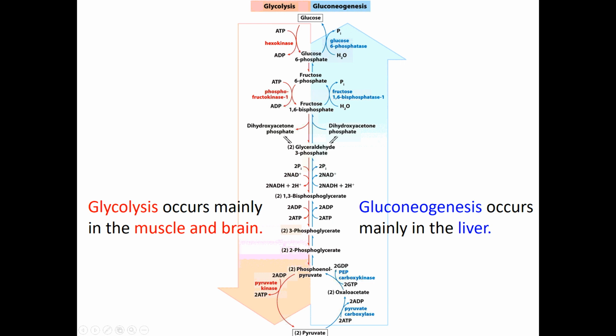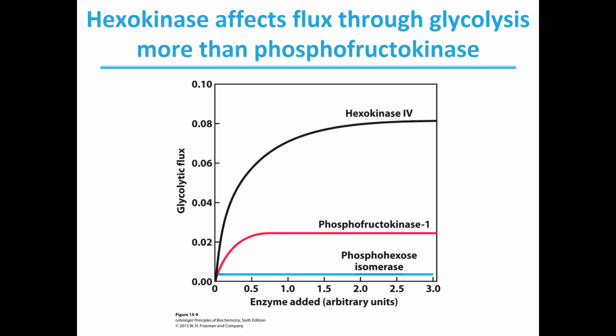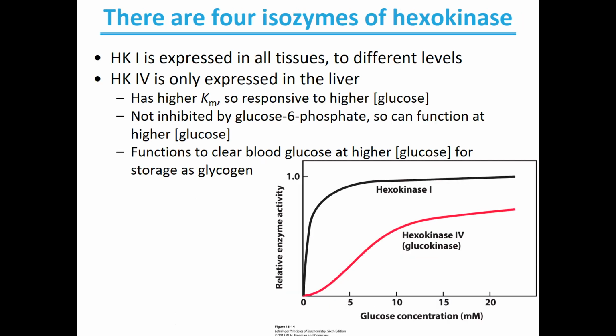So as we start jumping into this regulation, we want to first think about which enzymes are going to most affect the pathway. And it turns out, if we take a look at this graph, that it's actually hexokinase that affects the flux, or the movement, through glycolysis more than even phosphofructokinase 1, which is a highly regulated enzyme. So let's think about how hexokinase is regulated.